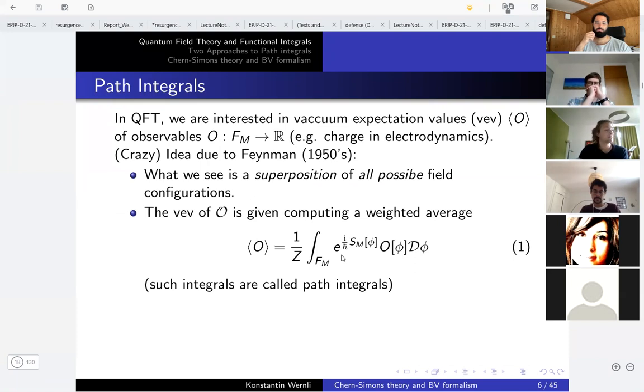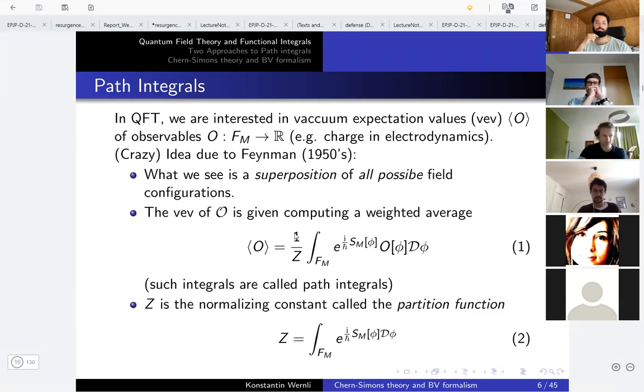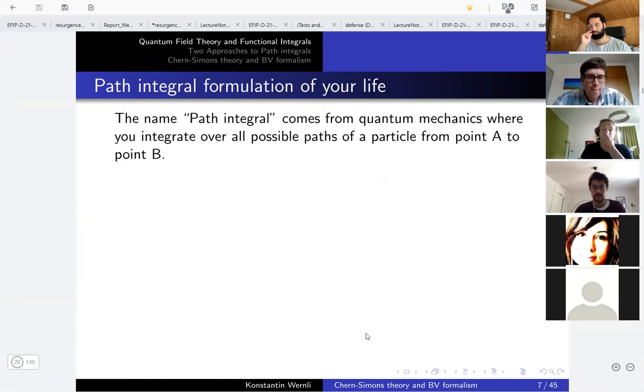And those integrals over all field configurations are what I call path integrals. And the normalizing factor here is called the partition function. And okay, I see there's a typo here. This hypothetical measure d phi should not be in the exponent. So the partition function is just the integral of this exponential weight here. And I'm going to say more about the mathematics of those integrals in the next section.